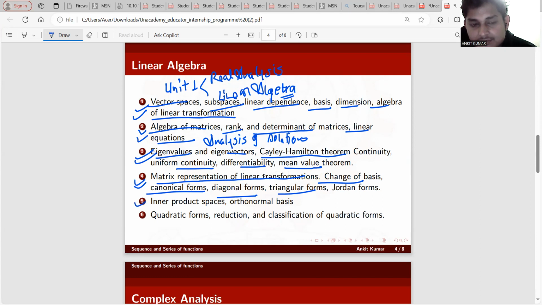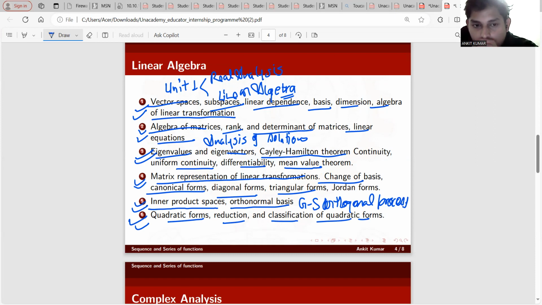The fifth part is a very important part of the NET exams, inner product spaces and orthonormal bases. This means the Gram-Schmidt orthogonalization process of finding an orthogonal basis. In the sixth part, I will cover quadratic forms, the reduction and classification of quadratic forms. For this, I will also take 15 to 20 lectures, so that I will cover the whole part of linear algebra.